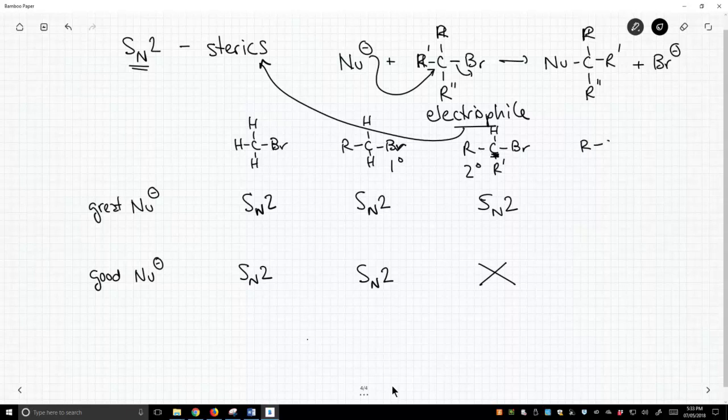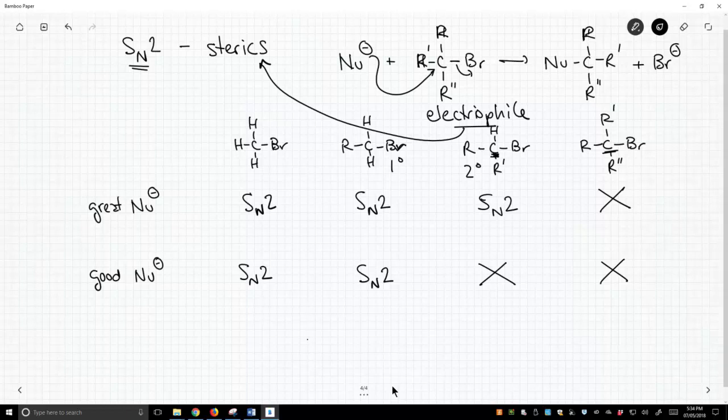Now, once we go to a tertiary halide, we've got all kinds of junk spread around our electrophilic carbon. As it turns out, the great nucleophiles cannot do an SN2 reaction on that. There's simply not enough space for the nucleophile to find that electrophilic carbon. And of course, our good nucleophiles won't either.